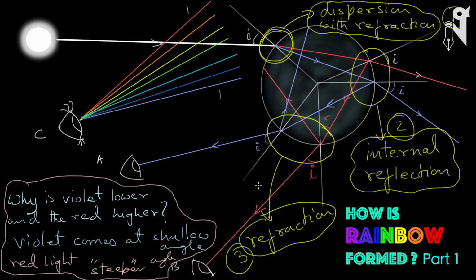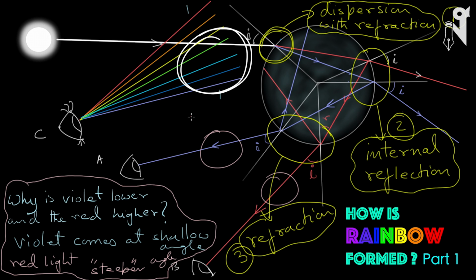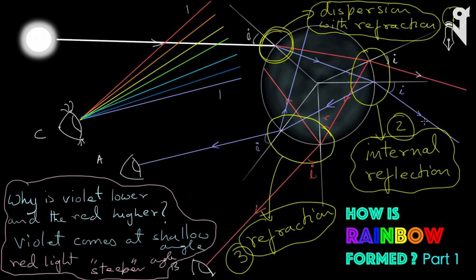There is some confusion in the head of some students that violet is up here, red is down here. So why is violet down? Violet is down because you're looking down. There are so many rays, so many bubbles. If I draw the next water droplet, then I can say the red is up there, right? So it is not about just one droplet and seeing from that droplet which was up, which was down. So I guess that pretty much summarizes your rainbow part one.